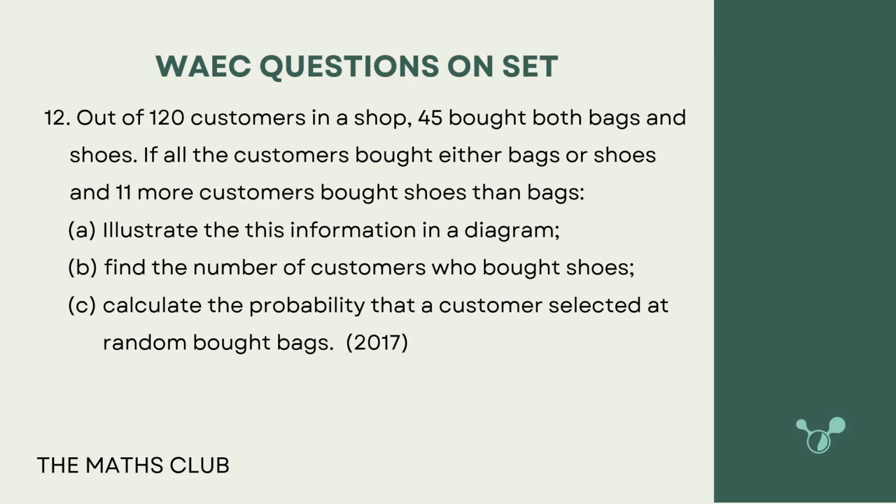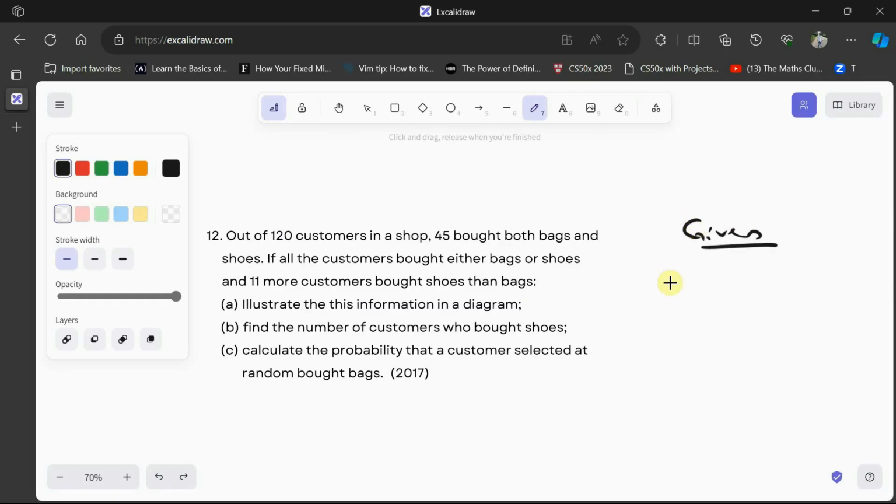Let's solve it together. For this particular question, what are we given? The universal set is 120, because we're told that out of 120 customers, the total number of customers is 120. 45 bought bags and shoes, so the number in bags intersection shoes, since there's no "only" here, is just 45. If all customers bought either bags or shoes, nobody bought nothing, you must buy something. And 11 more customers bought shoes than bags. This means that the number of people that bought shoes is 11 more than the number of people that bought bags.